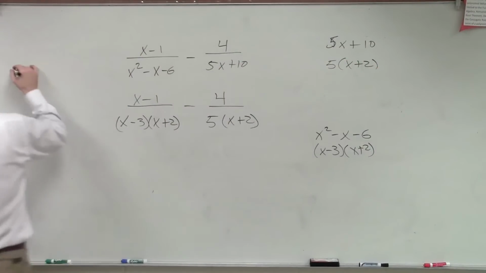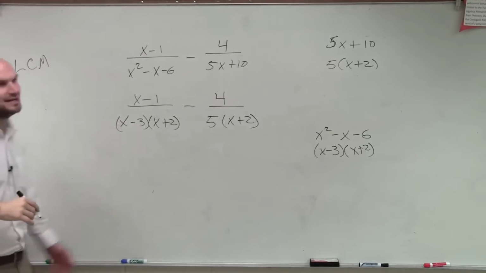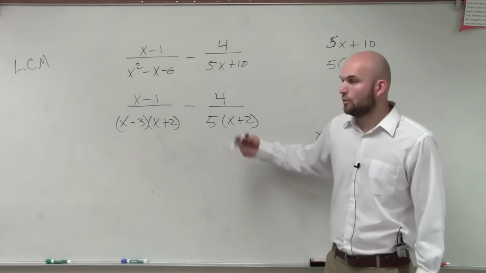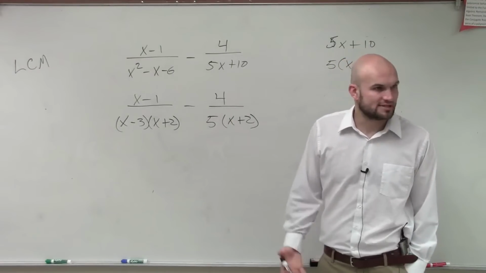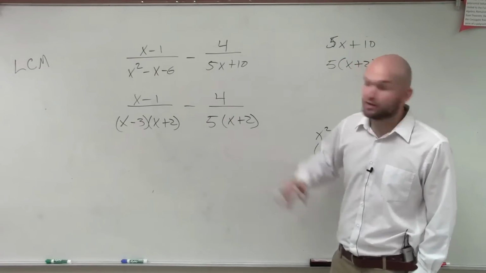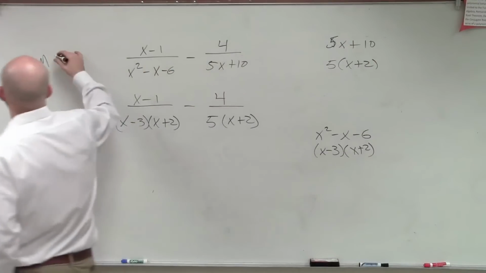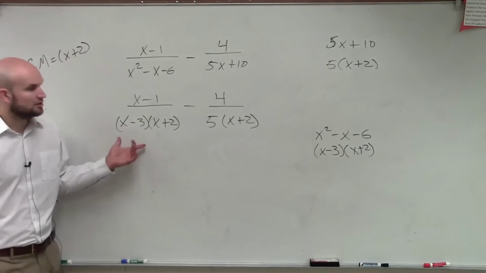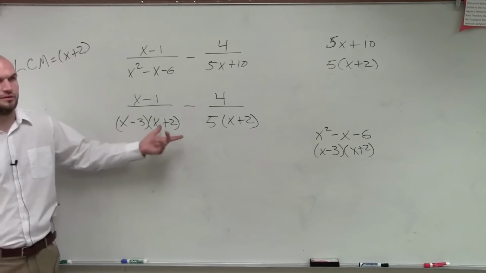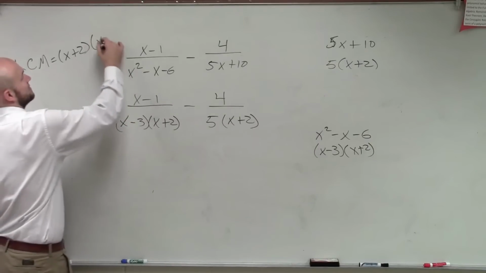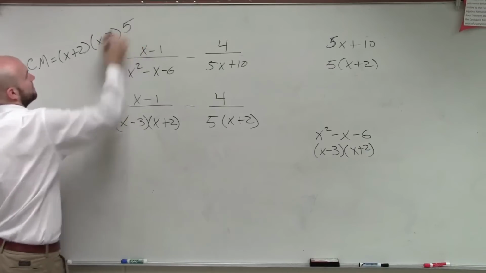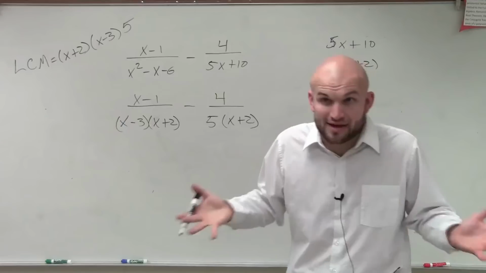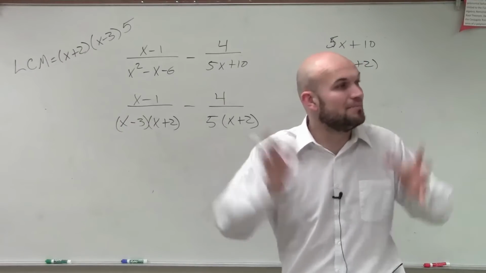So now what I'm going to do is write out my LCM. Because when adding and subtracting fractions, I want to find out what is the LCM. So what is it that they both have to share? What is the smallest value that they both have to share? Well, they both have to share the x plus 2. Then, what else do they have to share? x minus 3. They have to both share an x minus 3 and a 5. So now, I'm going to use that information. That's their LCM. That's what they both have to have in the denominator for me to combine them.